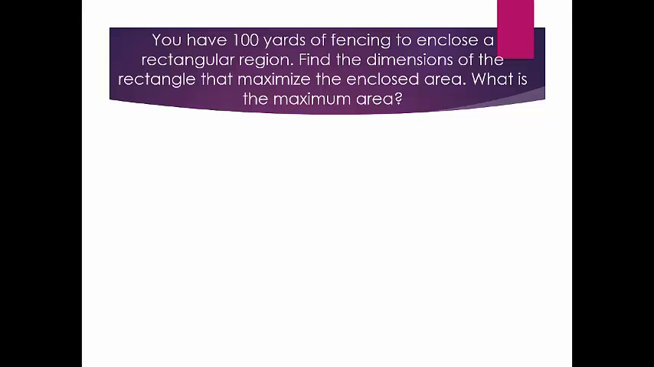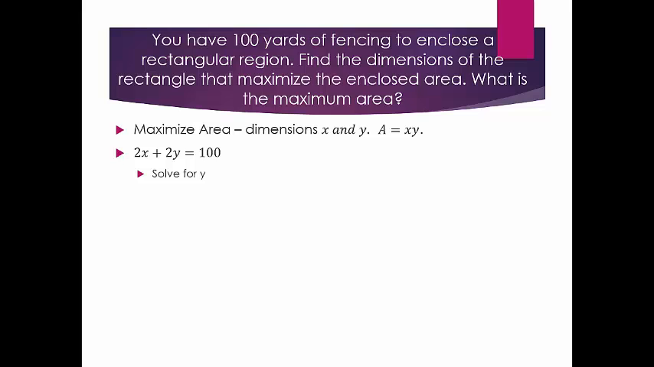First we must decide what must be maximized or minimized. We are maximizing the area. Dimensions x and y. Area equals x times y. Now we must express the quantity as a function in one variable. So 2x plus 2y equals 100. We are going to solve for y, so we must subtract 2x from both sides and then divide by 2, so y equals 50 minus x.